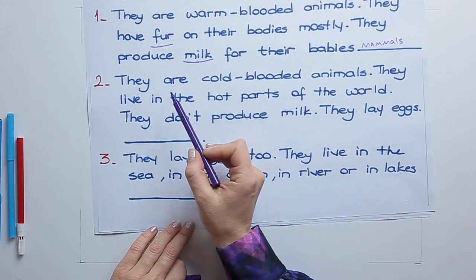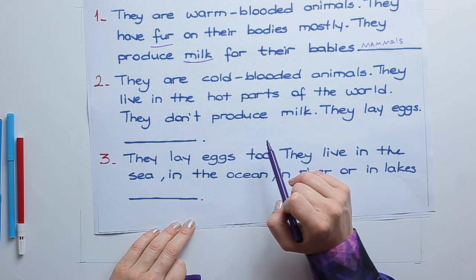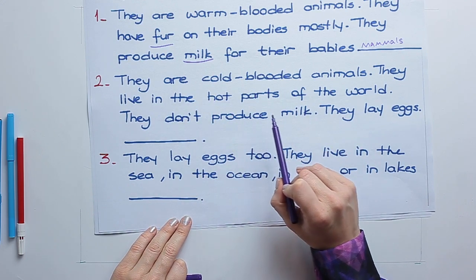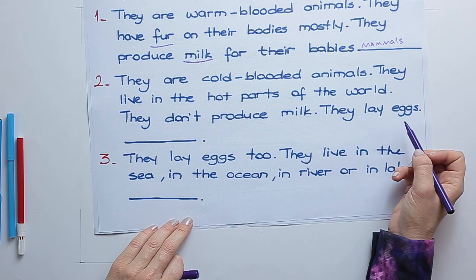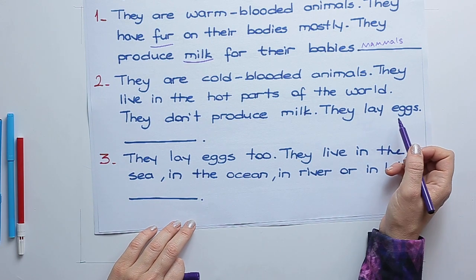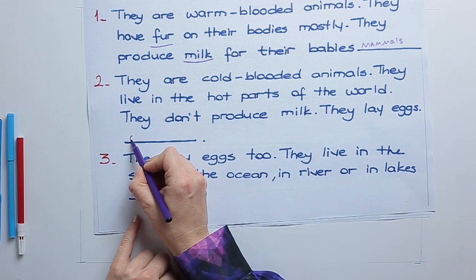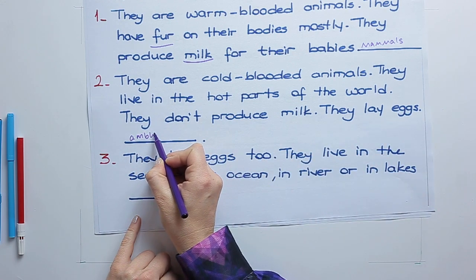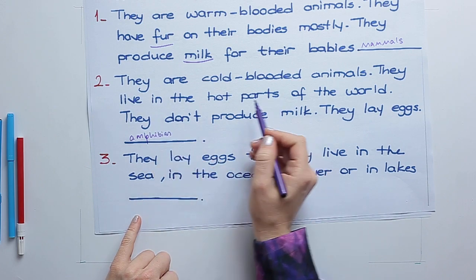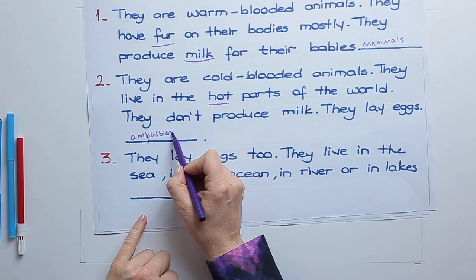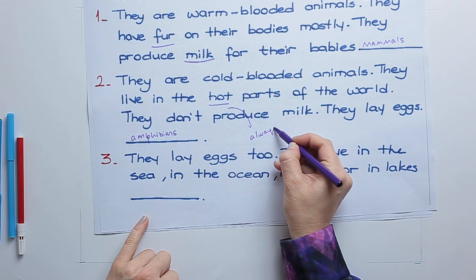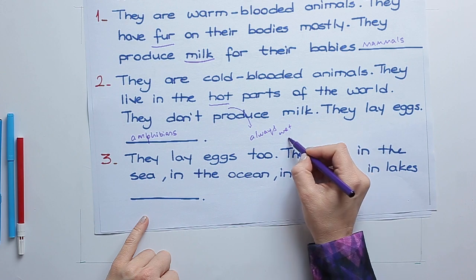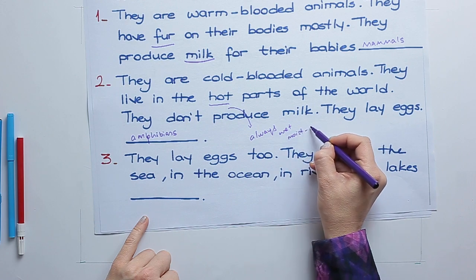Now the second one. They are cold-blooded animals. They live in hot parts of the world. They don't produce milk. They lay eggs. If you remember the skin of an amphibian, you can say that they're living in hot parts of the world because their skin is always wet or moist, smooth, you can say.